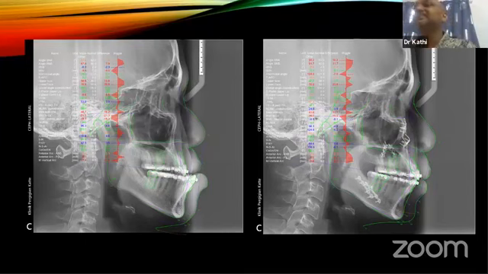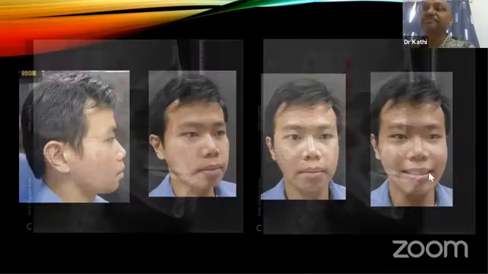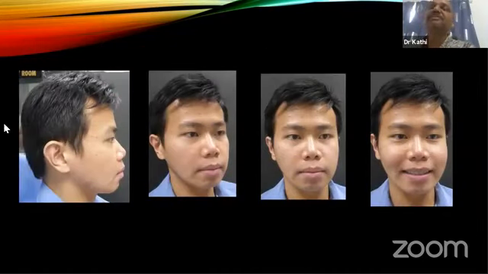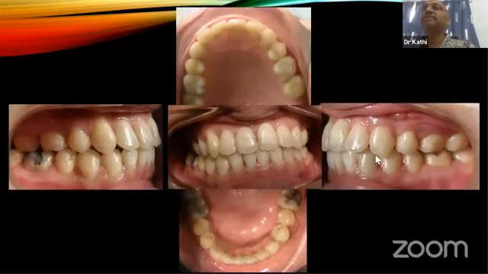In this case, as you see the plates and screws, we had no choice but to do surgical treatment. With the surgical treatment, the face is more in harmony. The upper incisors are properly positioned. The lower incisors are also properly positioned. So clinically, this is how he looks. There's a vast difference when you do a surgical treatment together with the orthodontics. In occlusion, this is how the bite ends up.